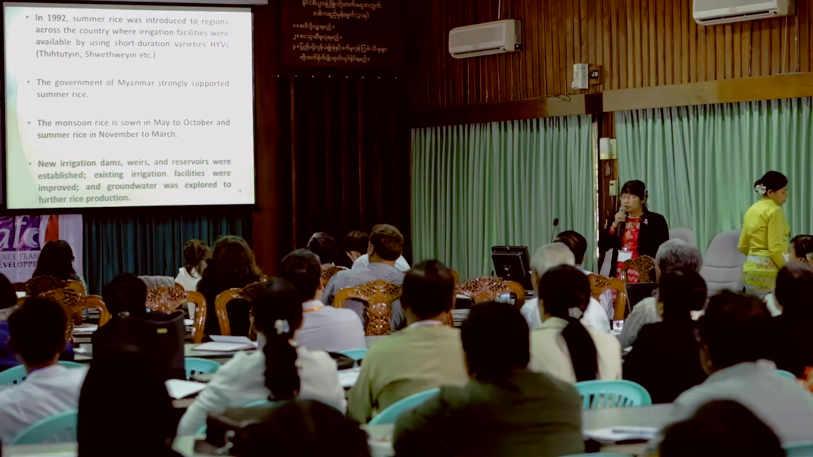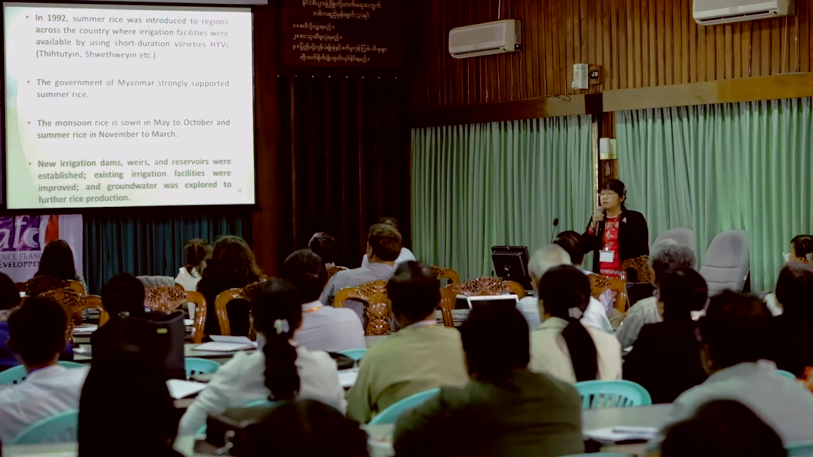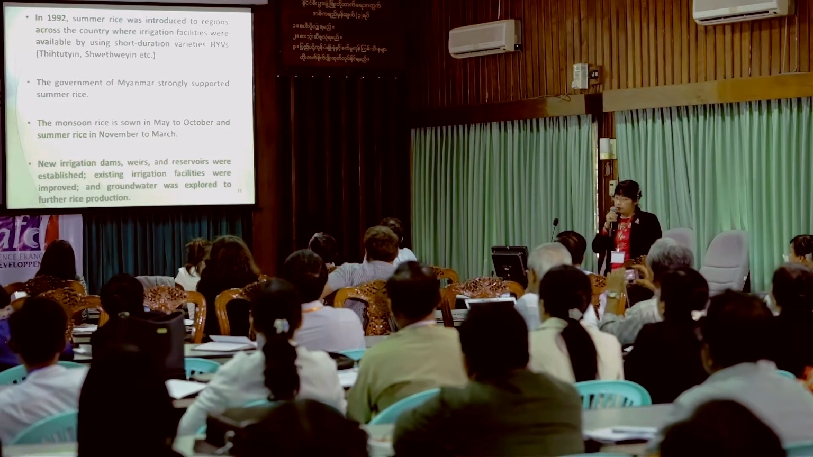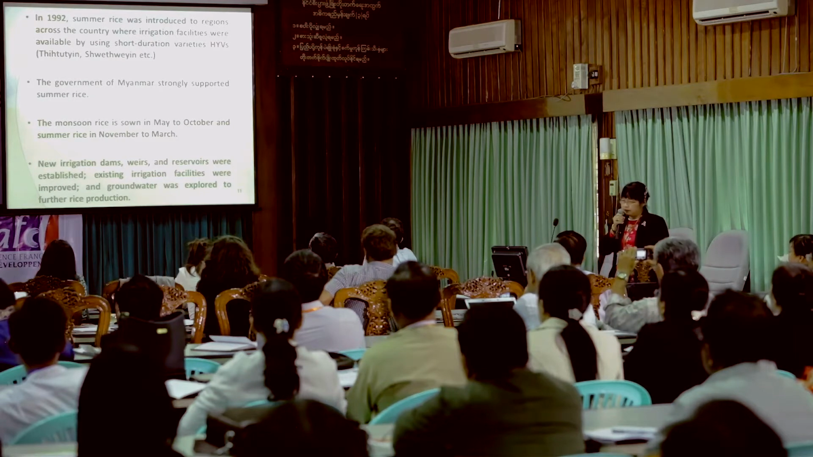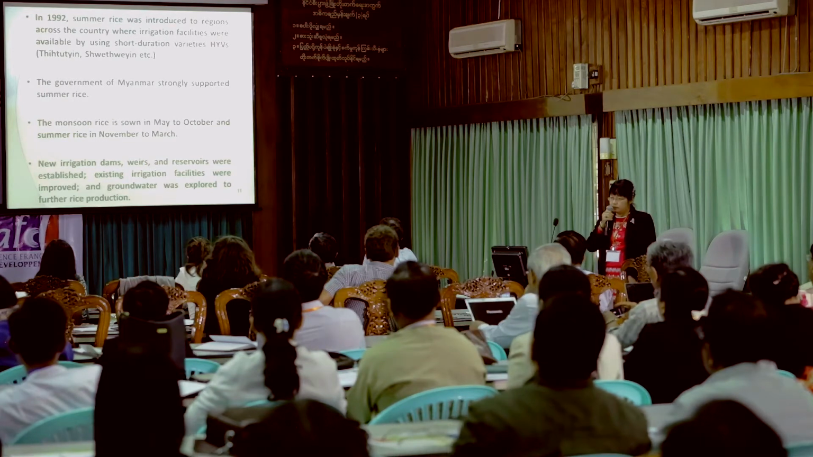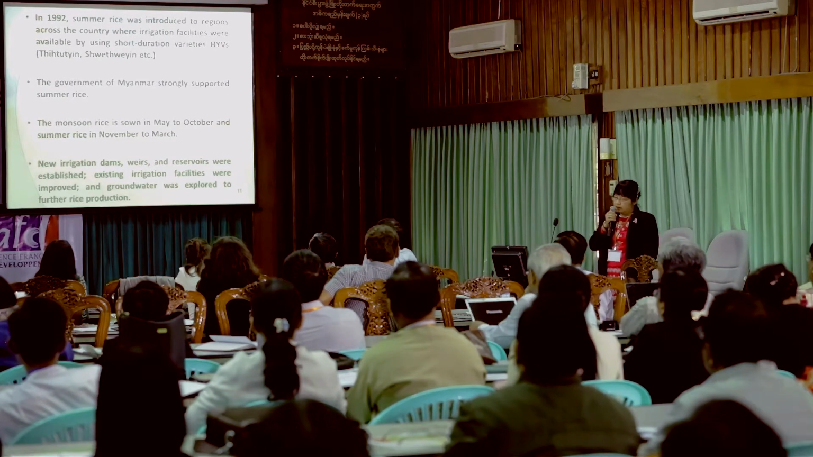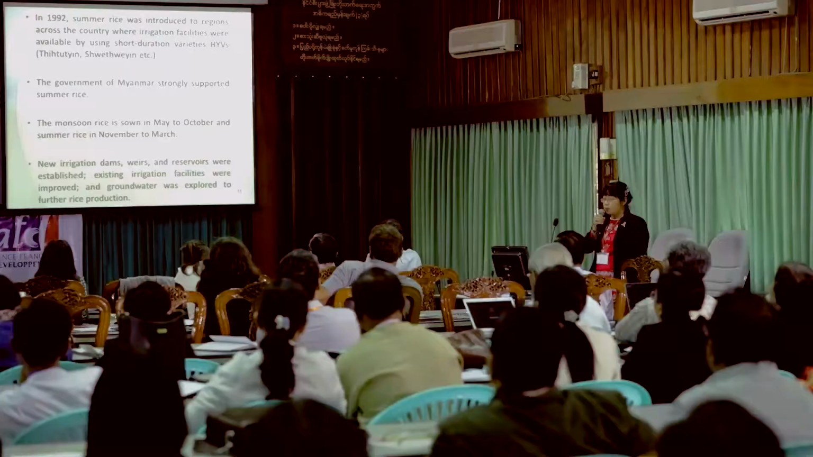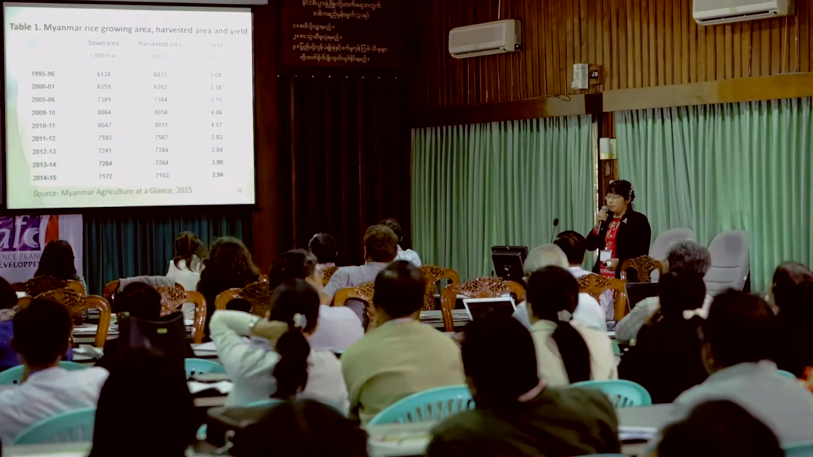In 1992, summer rice was introduced to the regions across the country where irrigation facilities were available, by using short duration varieties. The government of Myanmar also strongly supported the summer rice production program. The monsoon season rice is from May to October and summer rice is from November to March. New irrigation tanks and reservoirs were established. The existing irrigation facilities were improved and groundwater was explored to further expand rice production.